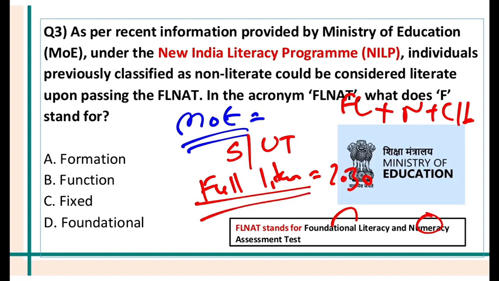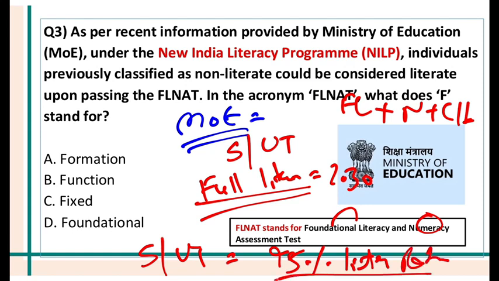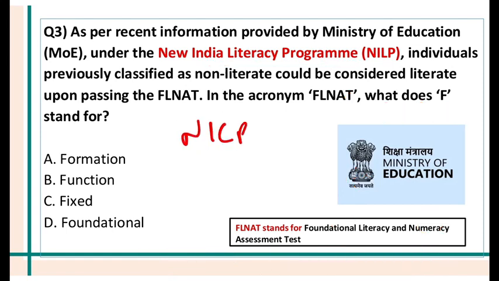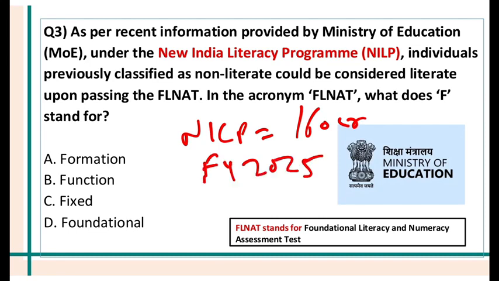So what is the goal of full literacy? Full literacy is considered achieved when any state or union territory attains a 95% literacy rate. So a 95% literacy rate will be considered equivalent to 100% under the NILP guidelines. The FLNAT test was last conducted in March 2024, and in that, 85.27% of people were certified as literate. In the NILP scheme, 160 crore has been allocated for the current financial year by the Ministry of Education. And we want the entire India to achieve full literacy by 2030.